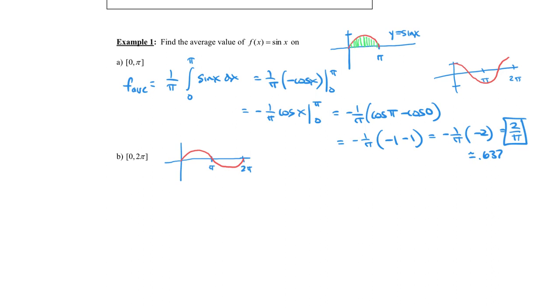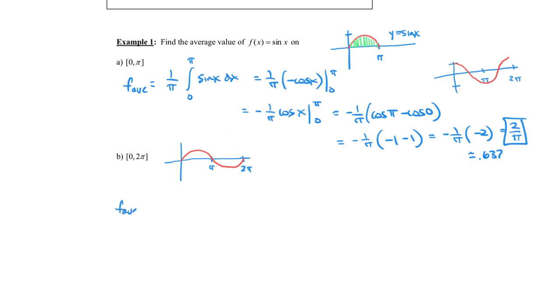If we want to find the average value of sine of x between 0 and 2 pi, here's a whole bunch of positive y values, and here's a whole bunch of the same values that are negative. So what do you think the average would be here? Well, if you keep in mind that these are positives and these are negatives, it looks like the average value is going to be 0, right? They'll cancel each other out. So let's see what happens here.